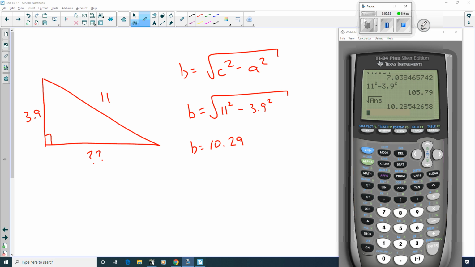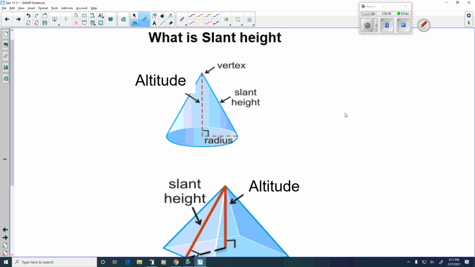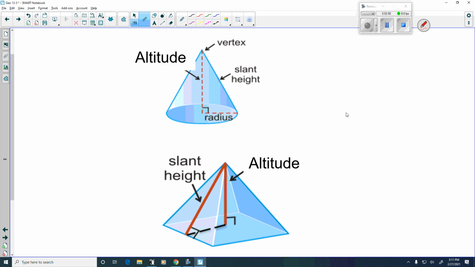And so the whole objective here is to find the third side of a right triangle, specifically, using the Pythagorean theorem. So what is slant height? Well, as we mentioned the other day, the altitude is the distance from that top point down perpendicular to the bottom. That's called the altitude, and that's true whether it's a cone or whether it's a pyramid like that one.